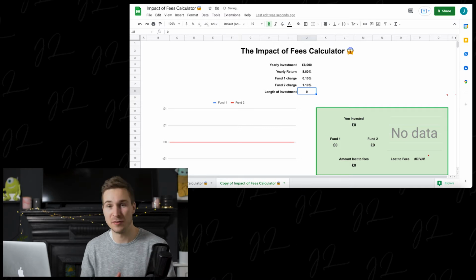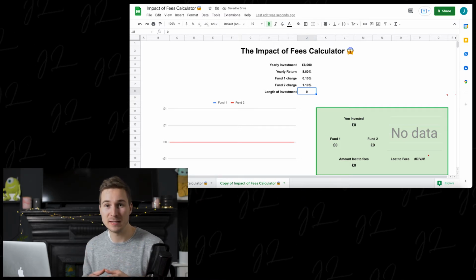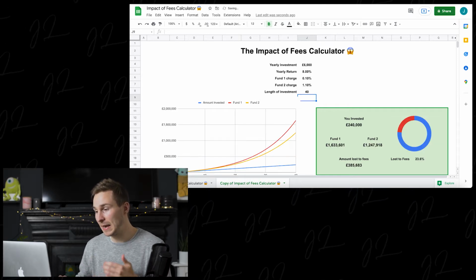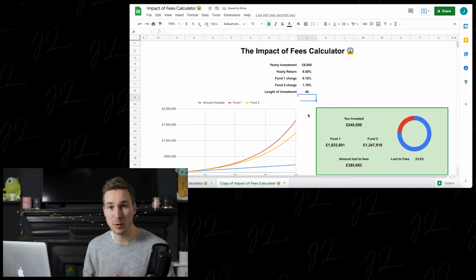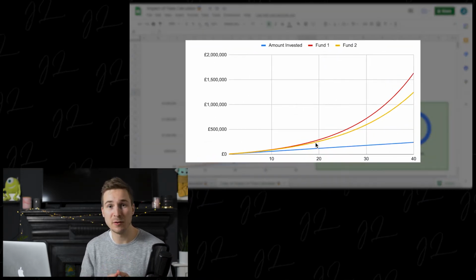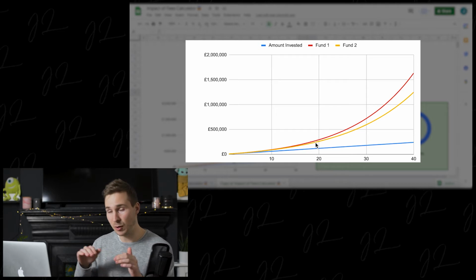And lastly, the length of this investment. So let's say 40 years to make the impact of this nice and obvious. So let's input in 40 here. And as you can see, all of these fields in this graph populates. So in this graph, you can see the blue line represents the amount of money that you've added to your investment account over time.